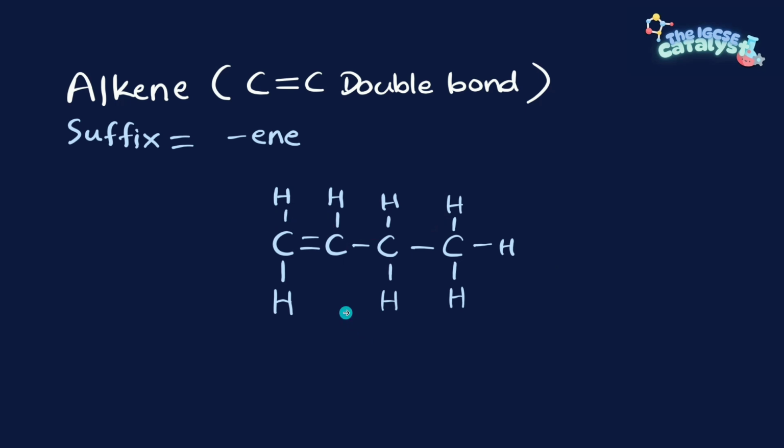Alright, let's put the pieces together. We have the parent chain, butene, and we will write this in this way: the prefix and the suffix, and we leave a space in the middle. For that space, we will write the carbon number on which the double bond is connected. And we want to get the lowest possible, so it will be carbon number 1.